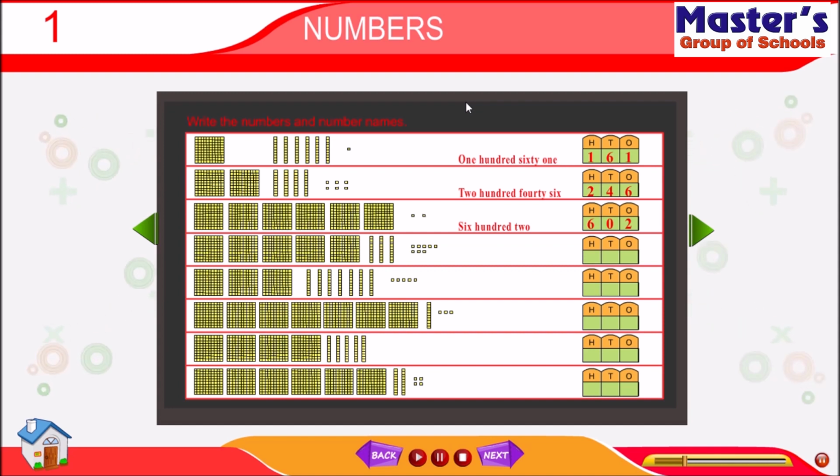So in the similar way, practice the remaining problems. So do the remaining problems at your home, as your homework. So go to next part.